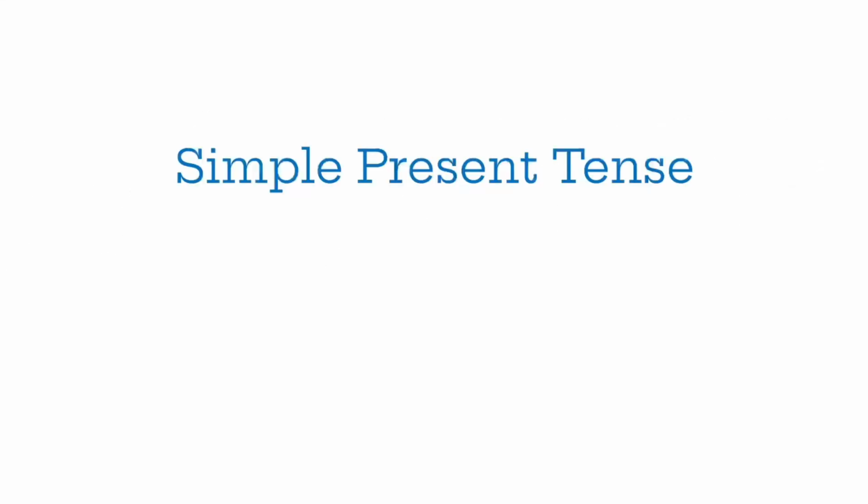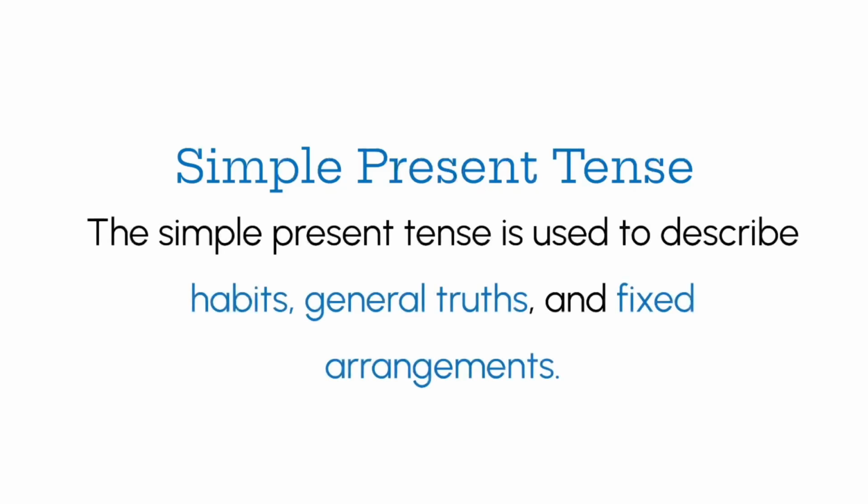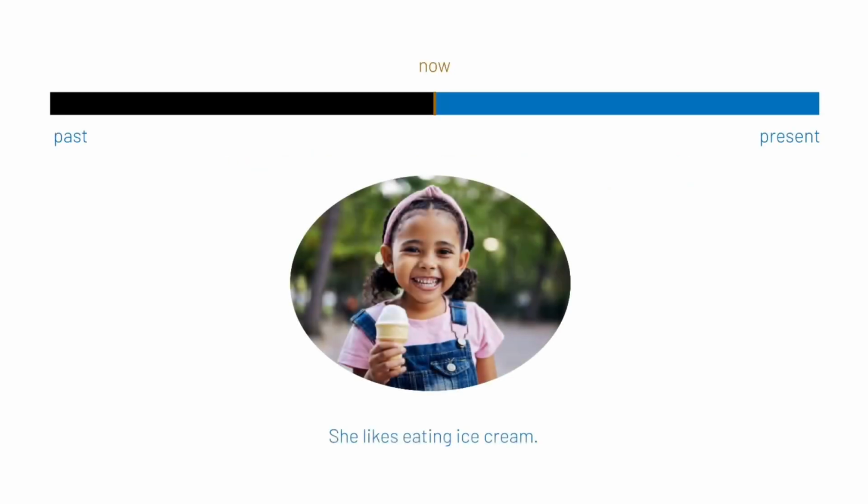Today I will talk about the simple present tense. This tense is used to describe habits, general truths, and fixed arrangements. Basically, it is used to describe anything that is true right now. For example, "she likes eating ice cream" is an example of the simple present tense. It was true in the past, and it is true now in the present. She likes eating ice cream.